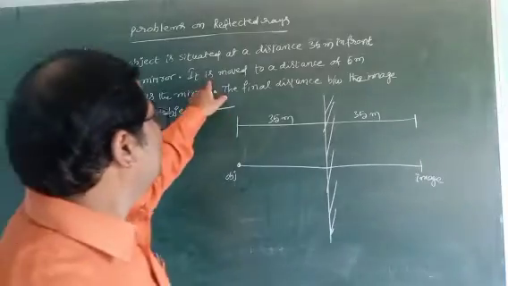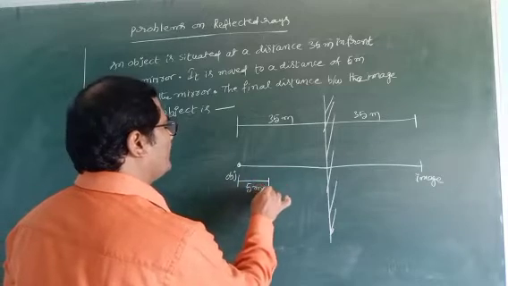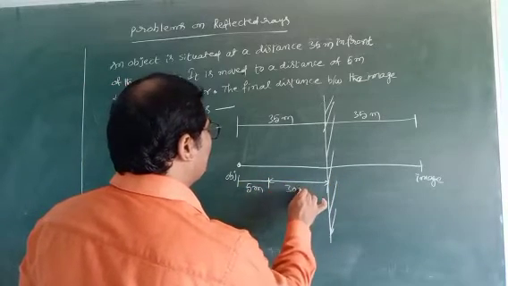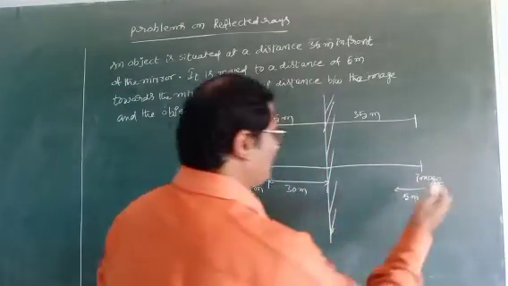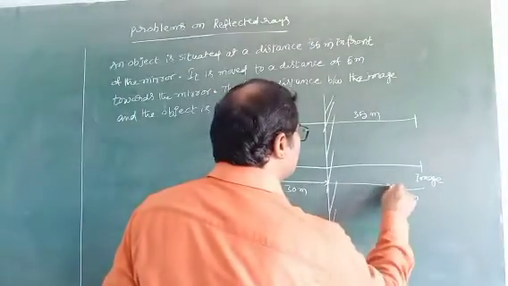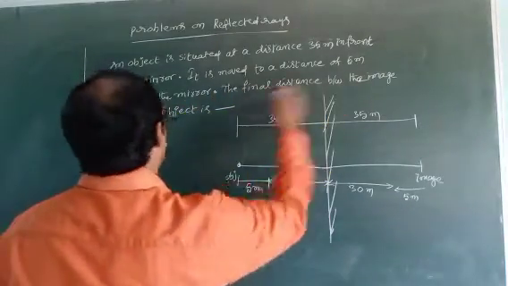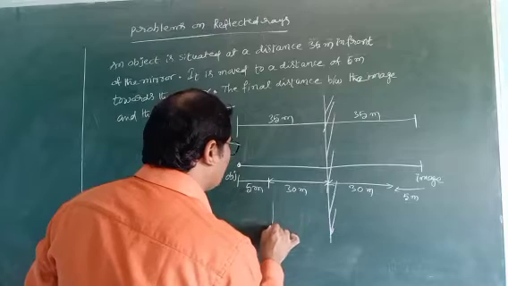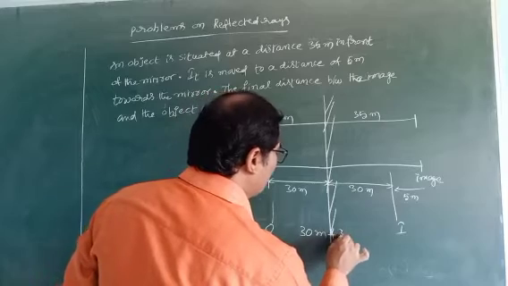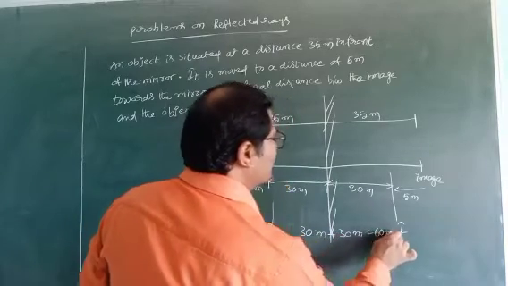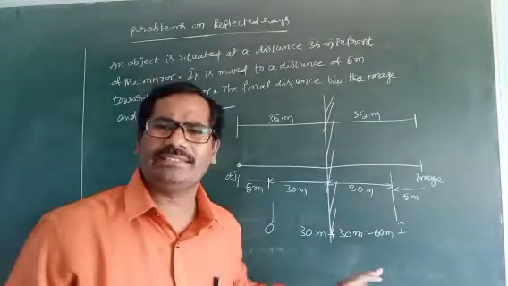Okay. Next, it is moved a distance of 5 meters. The object moved 5 meters towards the mirror, so the remaining distance is 30 meters. What is the final distance between the image and the object? Here it is the object, and it is also the image. 30 meters plus 30 meters is equal to 60 meters. That is the final distance between the image and the object: 60 meters.